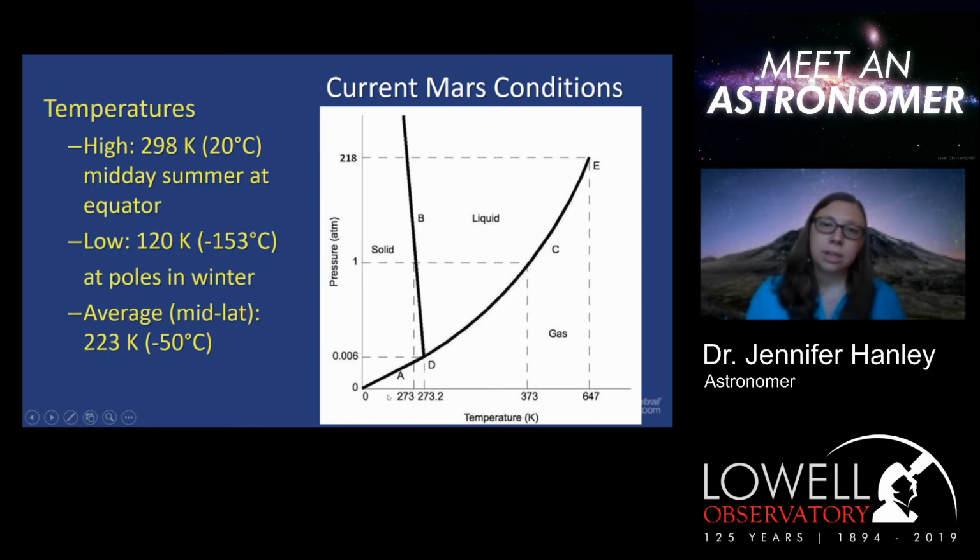The other thing to consider, if we look at this diagram, is that the pressure on Mars is much lower than it is on Earth. So we have 0.006 atmospheres. And so you can see here that we don't even really extend into the liquid stability range. We have mostly just solid and gas, so ice and water vapor.